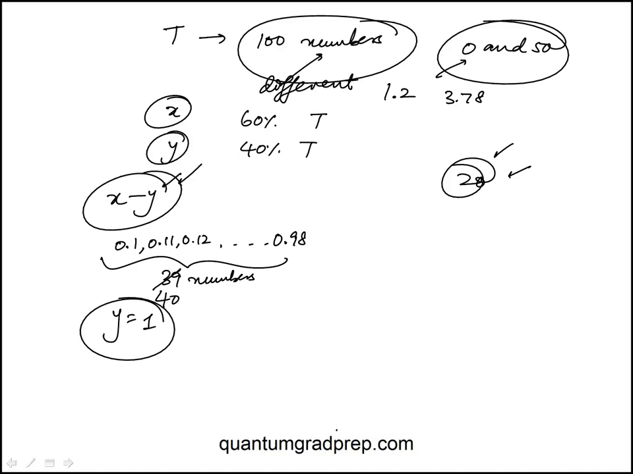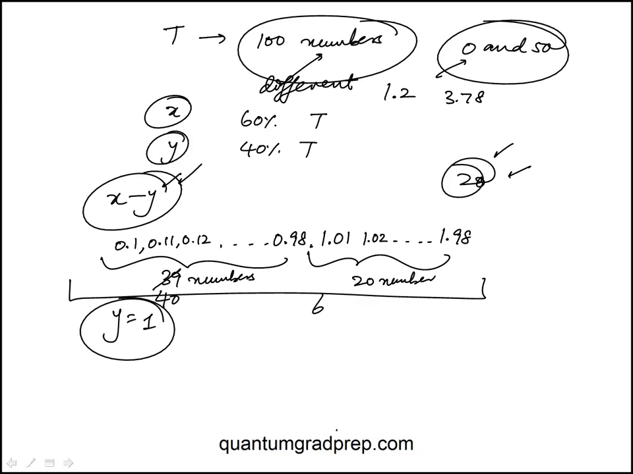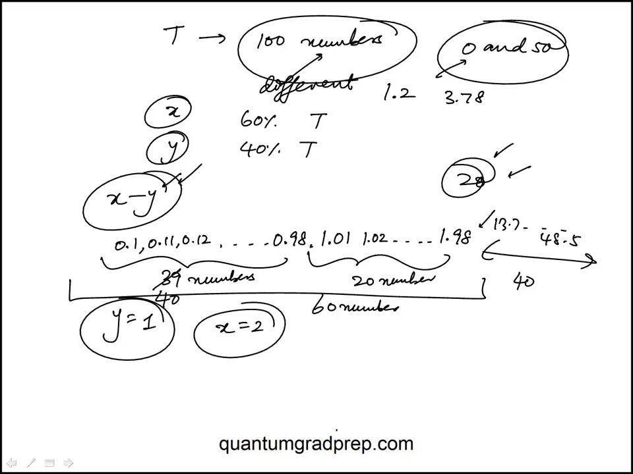Now I'm going to try to make x also fairly small, so we can keep pushing. We can go from 1.01, 1.02, the next 20 numbers up to 1.98. So now we have 60 numbers here. And then the remaining 40 could be anything: 13.7, so on and so forth, and 48.5. And x is greater than 60% of these numbers, so we can set x to be 2, because that would satisfy this condition. Now x minus y is 2 minus 1, which is 1 in this case.